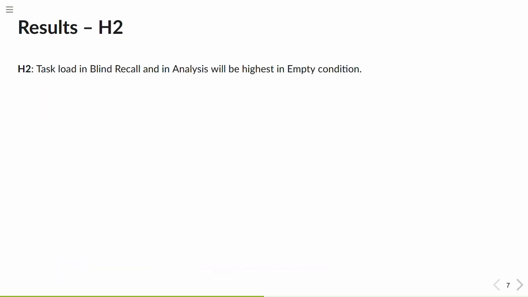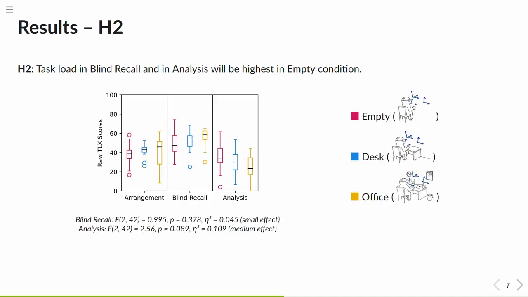Furthermore, since landmarks seem to be important for the development of the spatial memory, we assumed that the absence of landmarks would lead to the highest task load in the blind recall and analysis phase. But again, one-way ANOVAs on the data showed that neither the mean task load in the blind recall nor in the analysis phase was significantly affected by the environments. The effect sizes were small and medium.